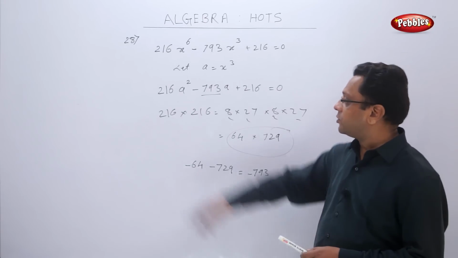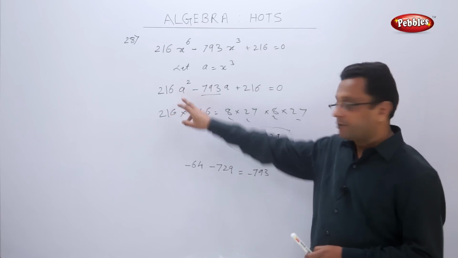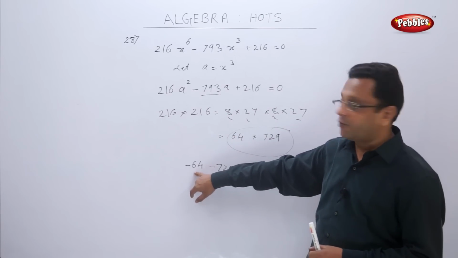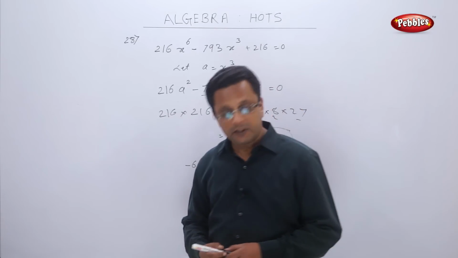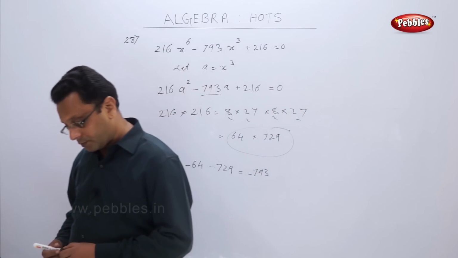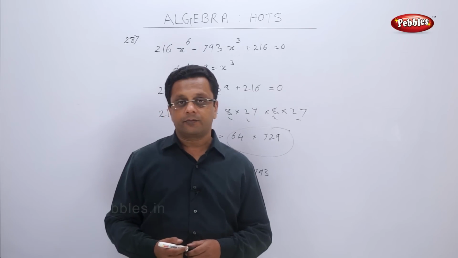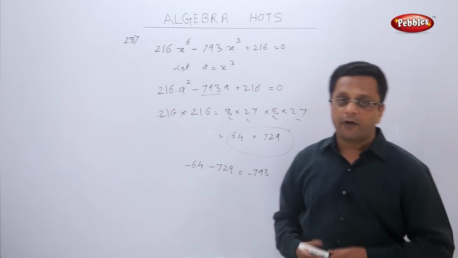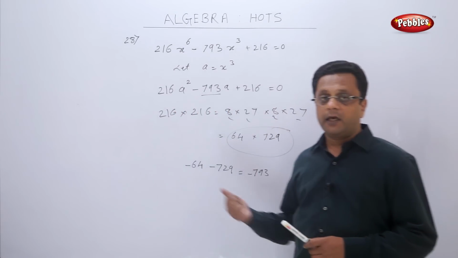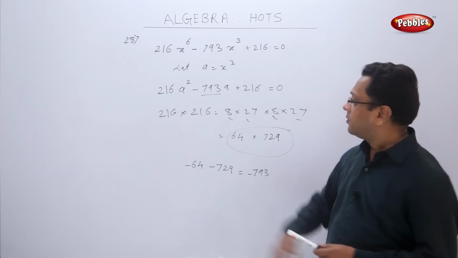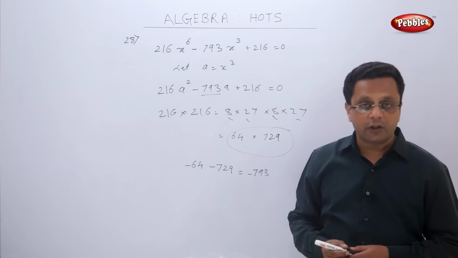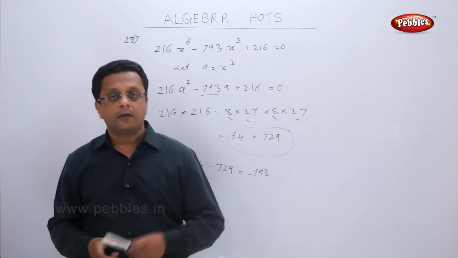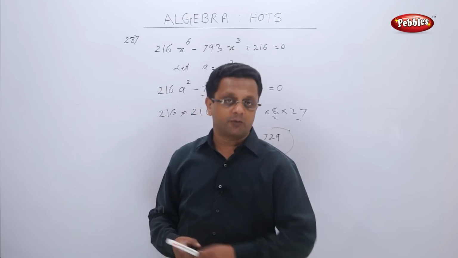So what will be my factors? 216a^2 minus 729a minus 64a plus 216 equals 0. Very easy. Pause your video here and try to find out the answer for a first, and then we know that a is equal to x cube. So from that you will be able to find x. So pause your video here and finish this problem.